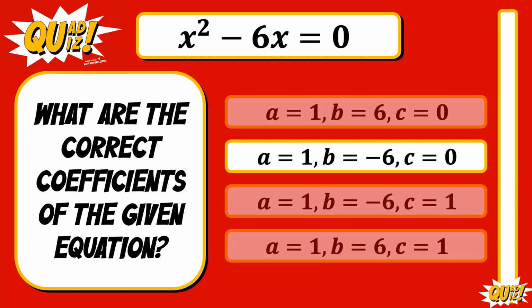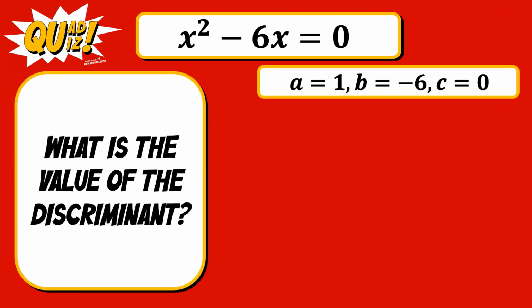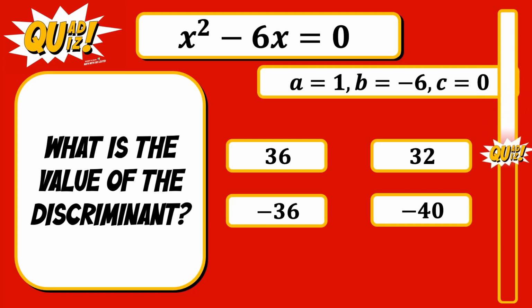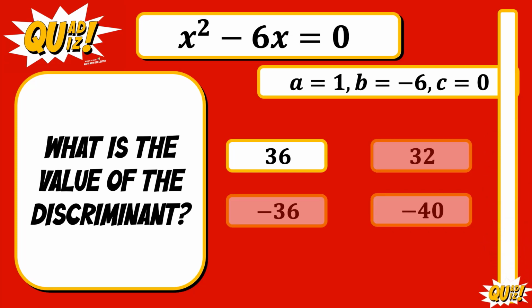And the correct answer is a equals 1, b equals -6, and c is 0. Next question. What is the value of the discriminant? The correct answer is 36.